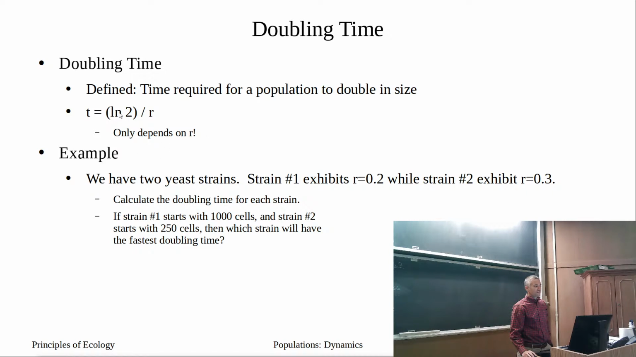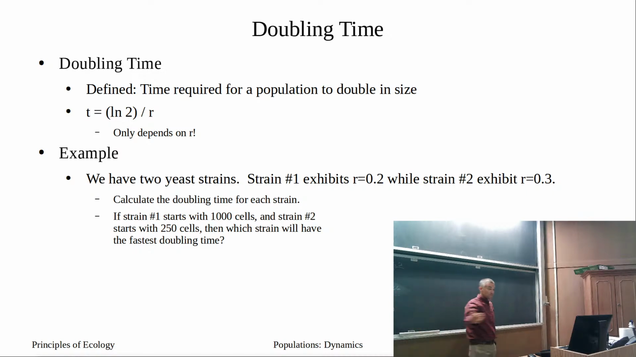Yep. Our doubling time only depends on R. As I said, if we try to calculate doubling time, you're going to be left wondering, where do I put N? You're going to say, I'm given this information, I'm told 1,000 cells. Where do I put that? Is it in the equation? No, doesn't matter. Strain 2 is going to double the fastest.